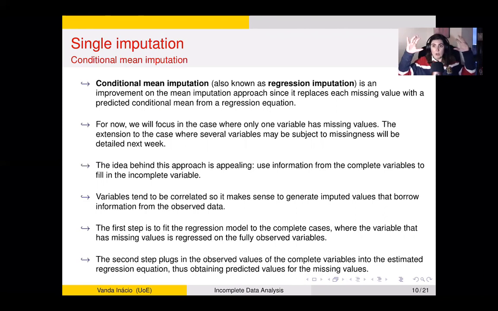And basically for our block of observed data, we use a regression model where the response is the variable that contains missing values, and all the other variables act as covariates, okay? We estimate the model from our observed data. And then in a second step, we use the estimated regression coefficients to predict the missing values, because all the other variables have observed information, and we can predict our missing values from the regression model that we have fitted on the observed data set.